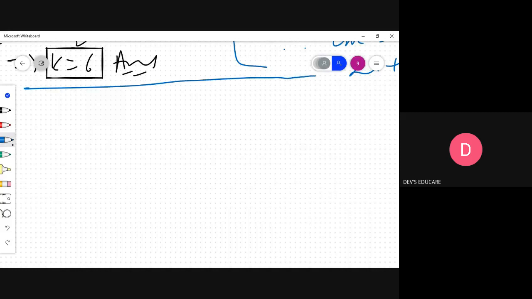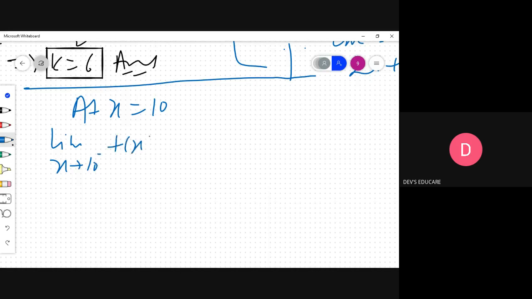And the second equation is at x equals 10. So the limit as x tends to 10 minus of f(x) equals... Here also I suggest you take h, meaning for LHL it is 10 minus h, and for RHL it is 10 plus h. You can take it, there is nothing wrong in that. So for every question, I'll take h only, sir. Yes, that would be better.